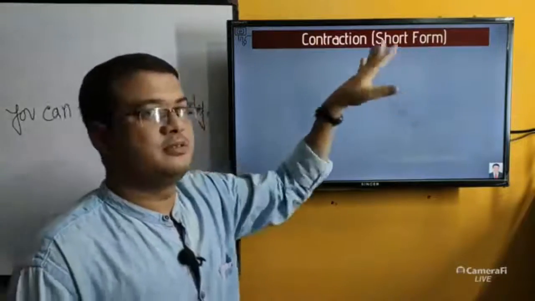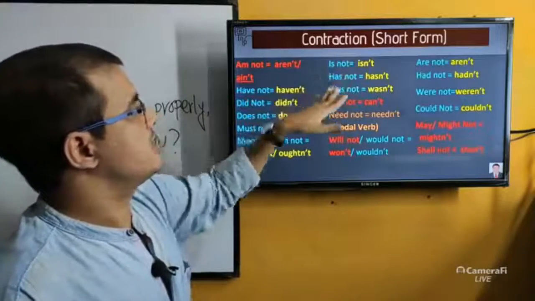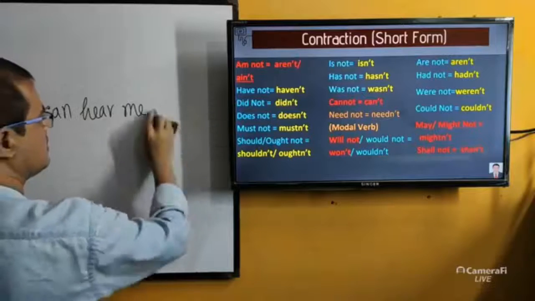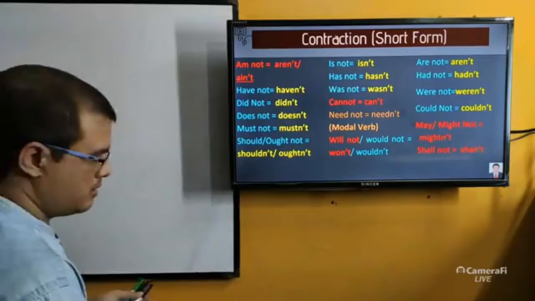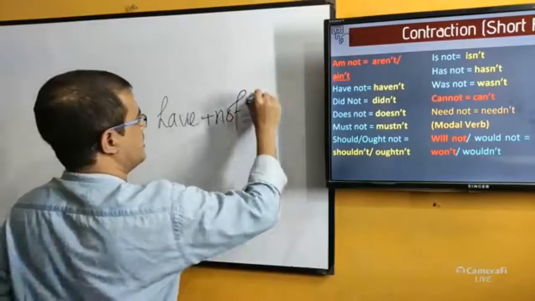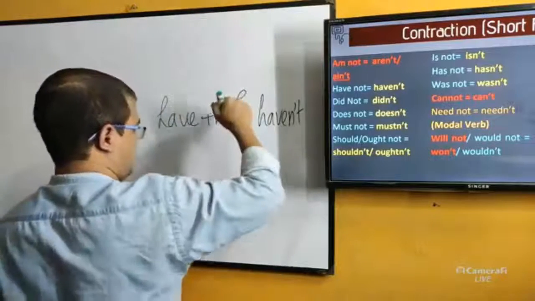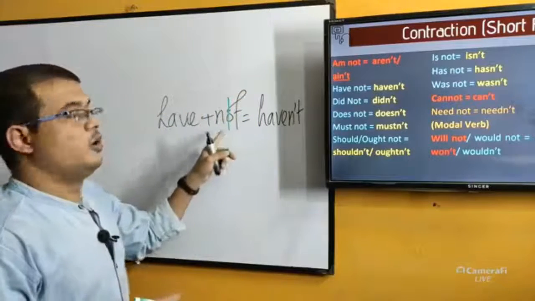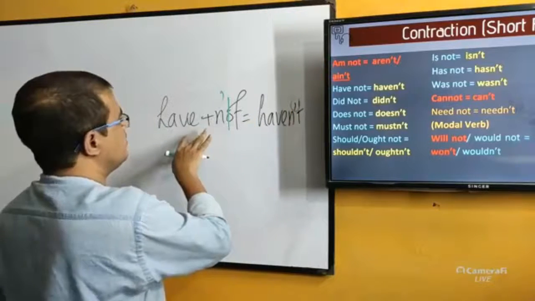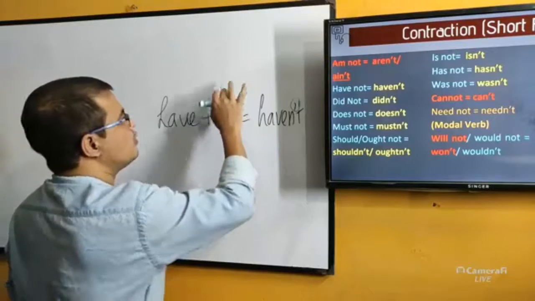Here, contraction, short form. You see here there is a list of contracted forms of verbs. Just have a look at the board to see how we have done this one. So suppose this one is haven't, like have plus not, it should be haven't. So what we have done, we have just removed this O, and in the place of O I have just added an apostrophe. This one is an apostrophe. So we will use N and T, but we will just remove O, and in the place of O we will use this apostrophe.